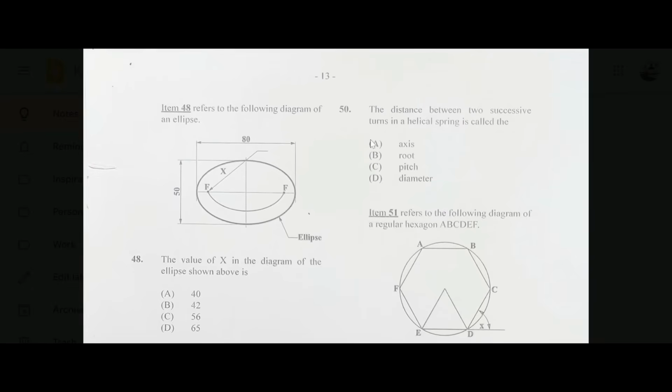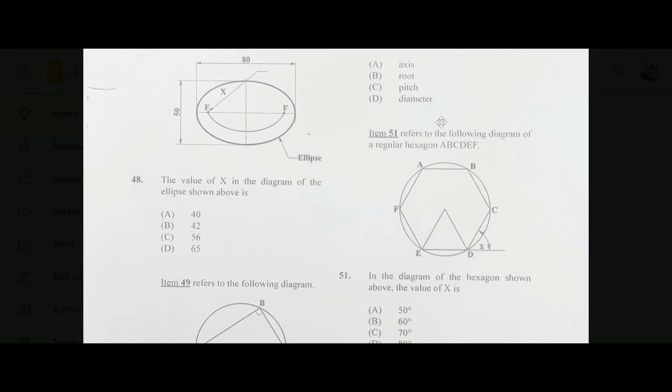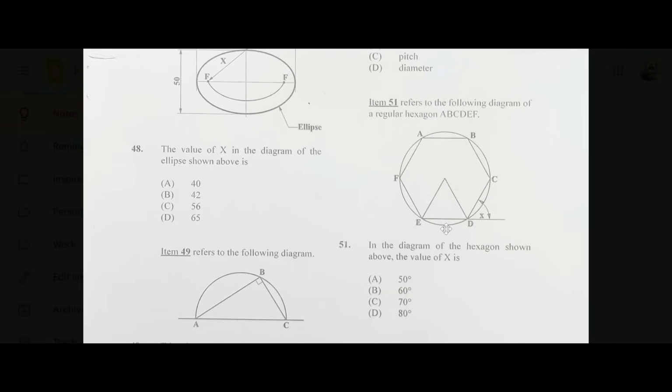And number 50. The distance between two successive turns in a helical spring is called the pitch. It's called the pitch. So 50C. 51. In the diagram of the hexagon shown above, the value of x is actually 60 degrees. B, 60 degrees.